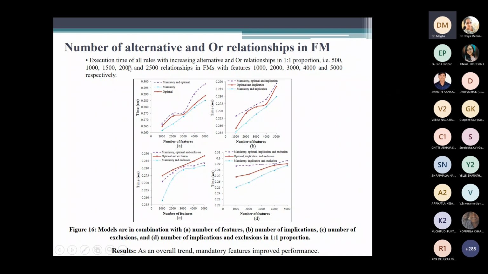Now the execution time taken by all the rules with increasing alternative and or relationship in 1:1 proportion, that is 500, 1000, 1500, 2000, 2500 relationship. So these were the combinations of alternative and or relationships with features. Now the models with features 1000, 2000, 3000, 4000, 5000 were considered for these experiments. Now from the results, we conclude that as an overall trend, these mandatory features have improved performance.